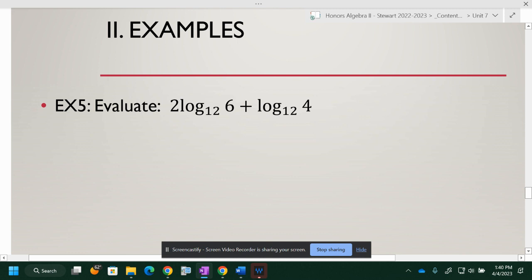The 2 out front, what happens to it? Thank you for raising your hand, Evie. It becomes the exponent. So this is going to be log base 12 of 6 squared plus log base 12 of 4. Right? They have the same base of 12. We're adding. That means what? The multiplication. So log of 12, 36 times 4. 6 squared, 36. 144. Thank you.